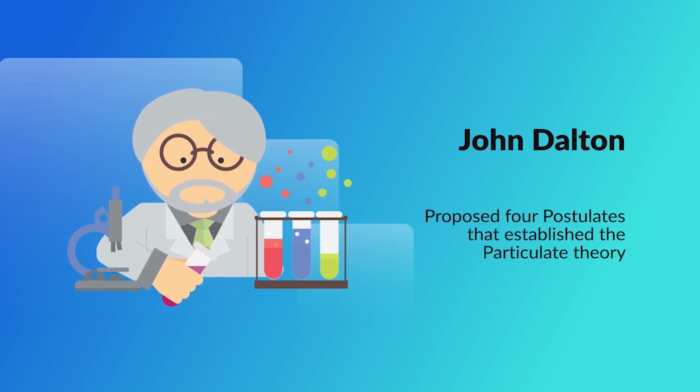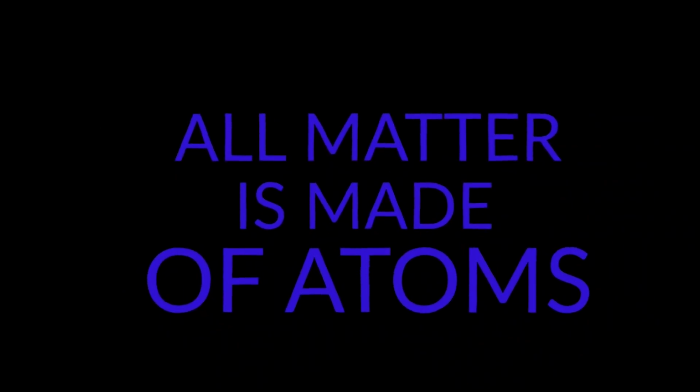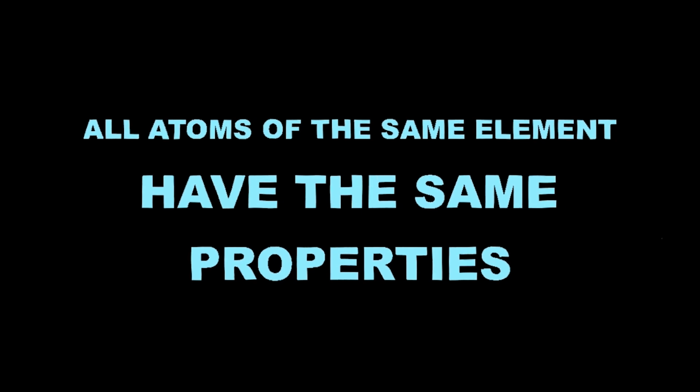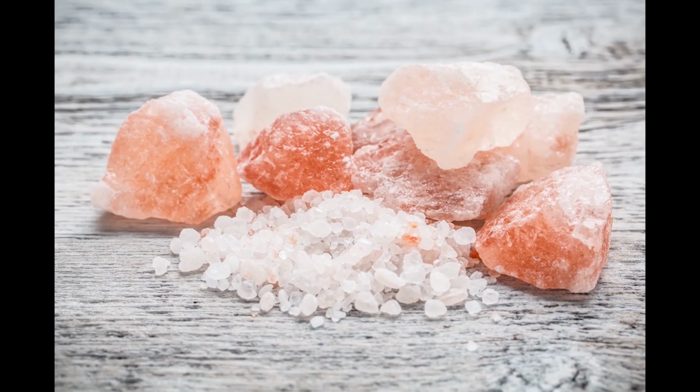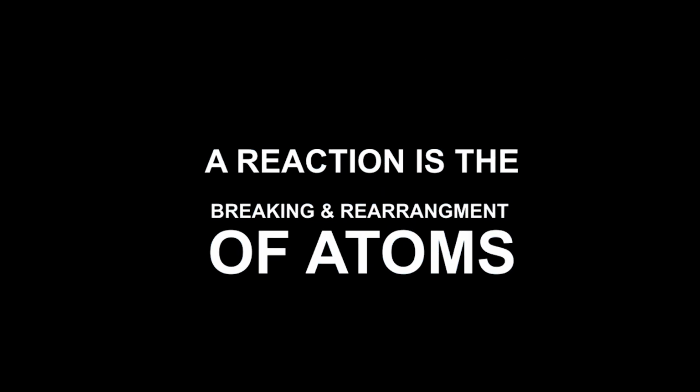Dalton put forward 4 postulates. The first one was that all matter is made of atoms. The second one is that all atoms of a given element are identical in mass and properties. So for example, all the atoms of the element sodium are exactly identical. The third postulate was that compounds are combinations of 2 or more different atoms. And the fourth one was that a chemical reaction is just a breakdown and rearrangement of atoms.